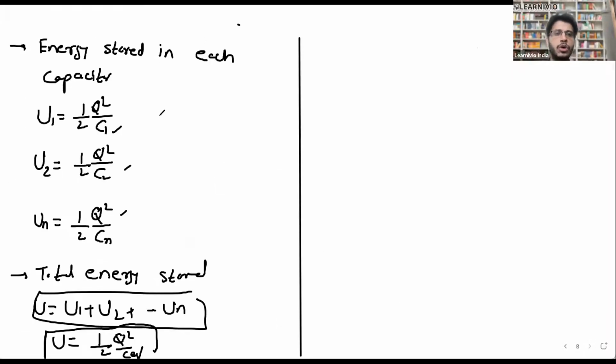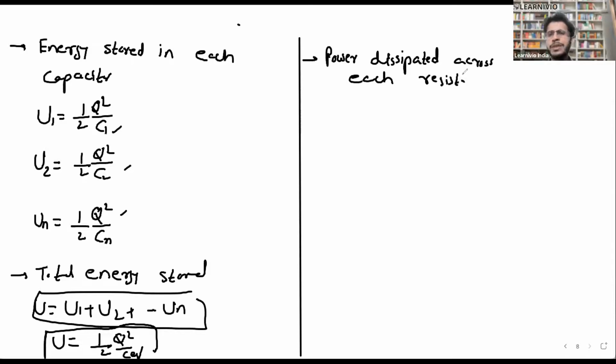After voltage, next what we can do is power dissipated across each resistor. Power means energy dissipated across each resistor. So that power can be calculated as P is I square R. So I'll be using P1 is I square R1, P2 is I square R2, Pn is I square Rn.